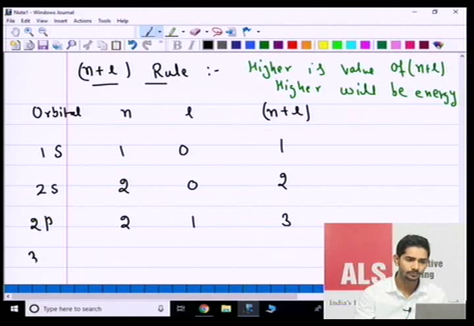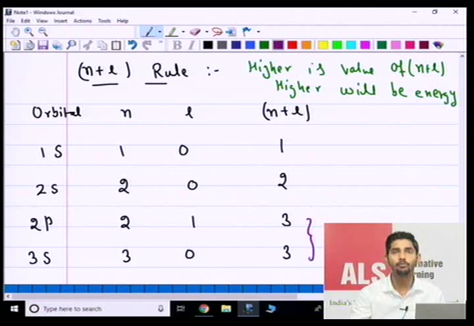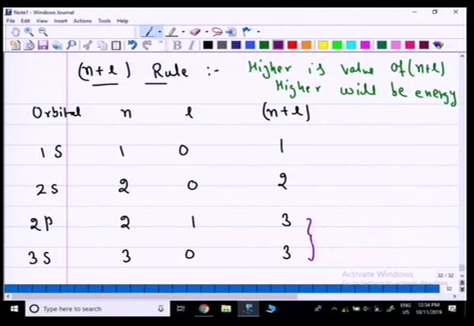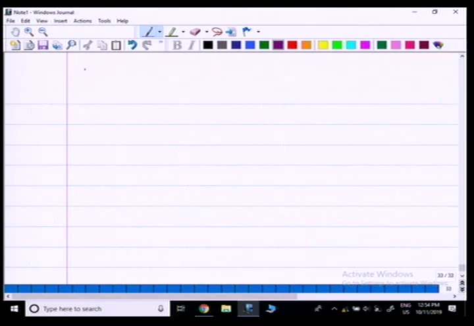Now let's compare 3s and 3p? No, compare 3s with 2p. 3 plus 0 is 3, and 2 plus 1 is 3. Now there is a problem: they both have got the same value of n plus L. So guys, whenever the value of n plus L is the same, in that case n decides which one will have the higher energy. Okay, so you have to make note of this one.